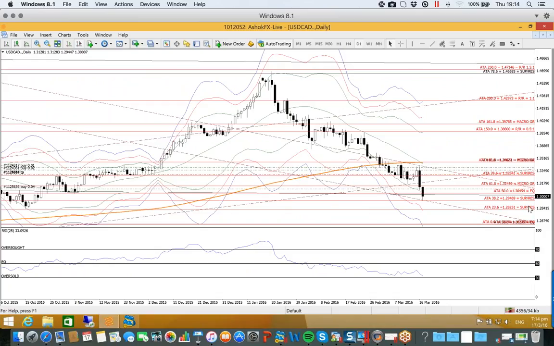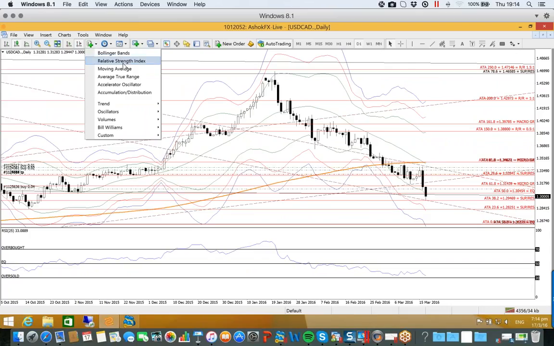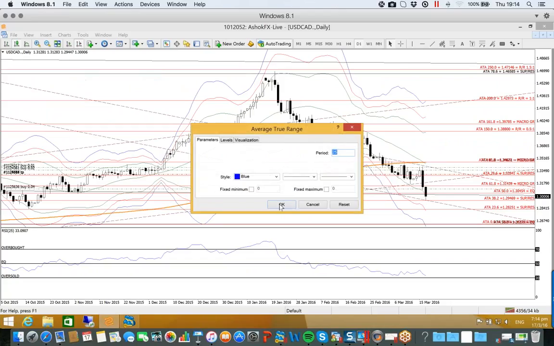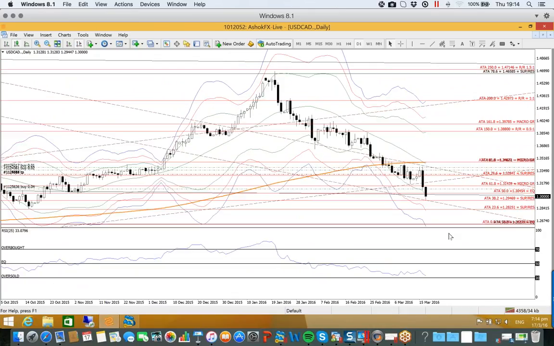So I'm going to do a manual trade. Before that, I want to check my ATR, average true range. Let me just check on a daily chart. It is 126 here, not bad. Okay, 126 points. So I'm going to take on this Canadian dollar.